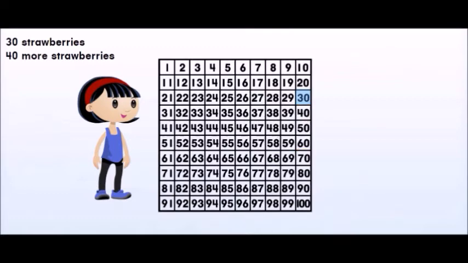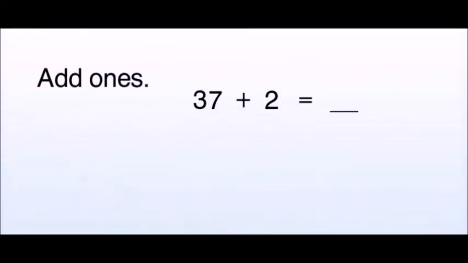What number did you stop on? You stopped on 70. So the sum of 30 and 40 is 70. So Ella picks 70 strawberries. How can models help you add ones or tens to a two-digit number? What's 37 plus 2? Let's use base 10 blocks to show how to add ones.